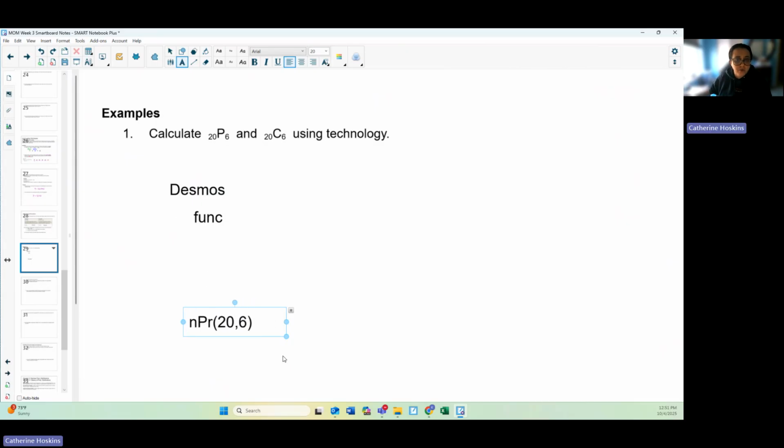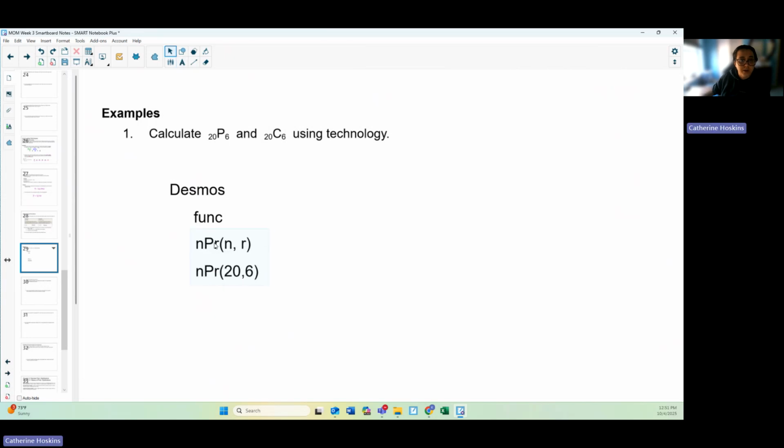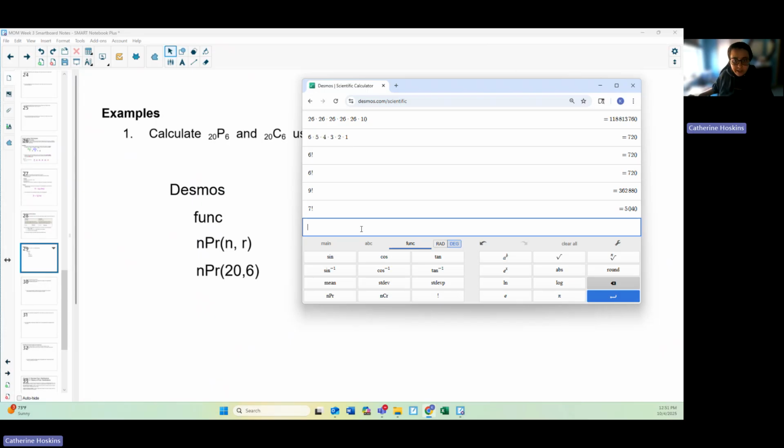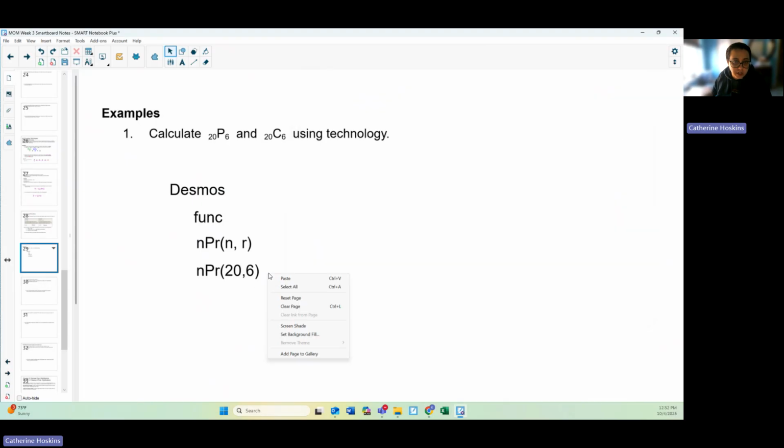As we do this using Desmos, for NPR we will put in first the N and then comma your R and then close that parentheses. So the N and the R will be your inputs. Once you put those inputs in, it will give you the count. So let's take a look. When I click NPR 20, comma 6, I get 27,907,200 different possible ways.